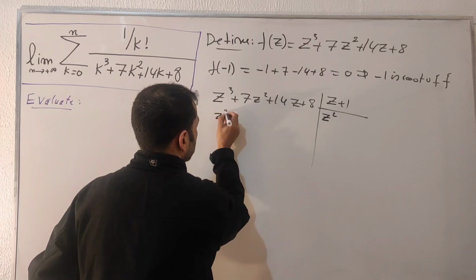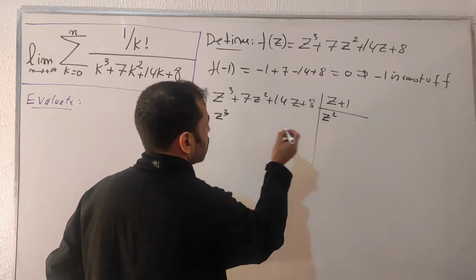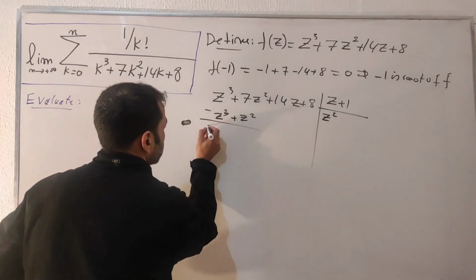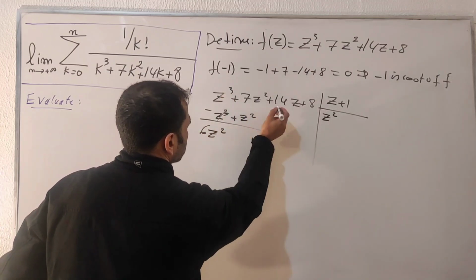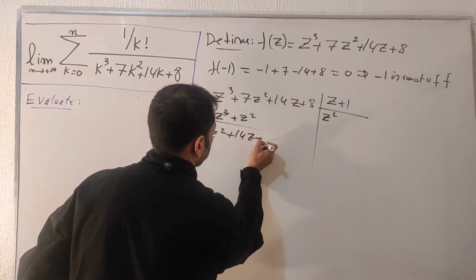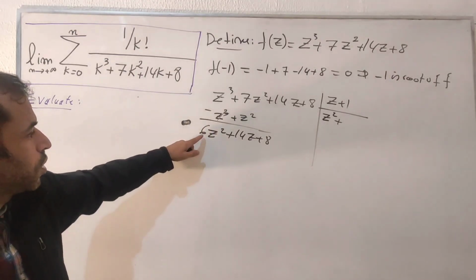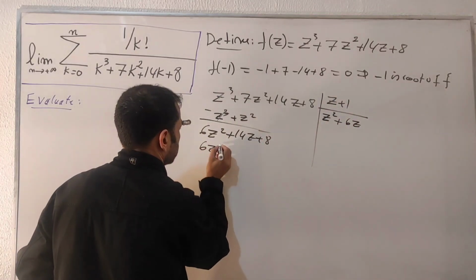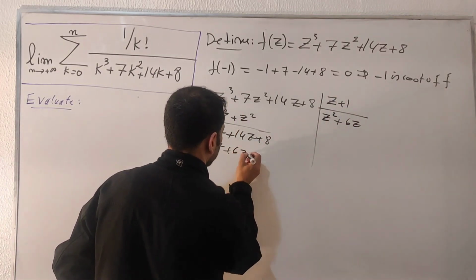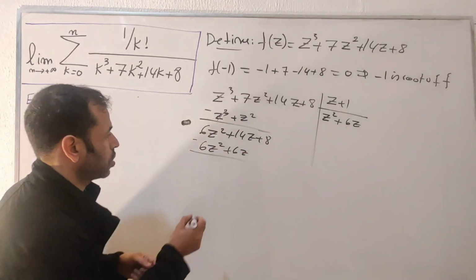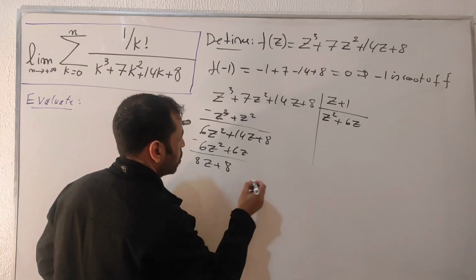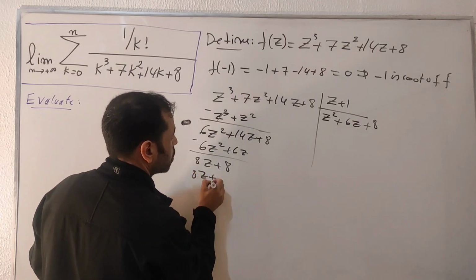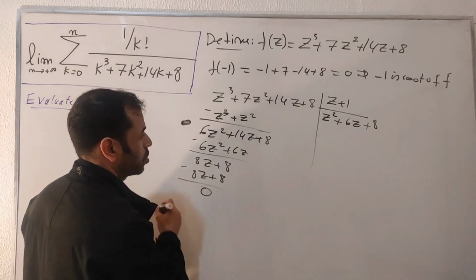This gives us z squared. I get z cubed here plus z squared, because this is multiplied by this. Subtract this from this, I get 6z squared, and this is 0. I am left with 14z plus 8. Moving on to the second term, dividing gives us 6z, which gives 6z squared plus 6z. Then subtracting, I get 8z plus 8. This divided by this gives us 8, so we get 8z plus 8. Subtract this and you get 0 as a remainder.